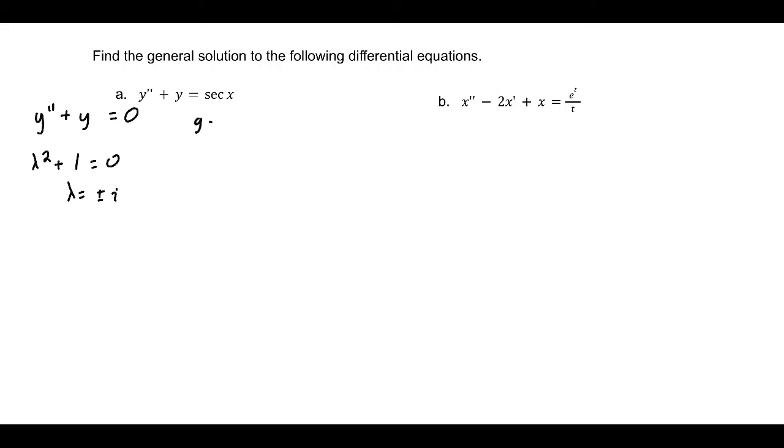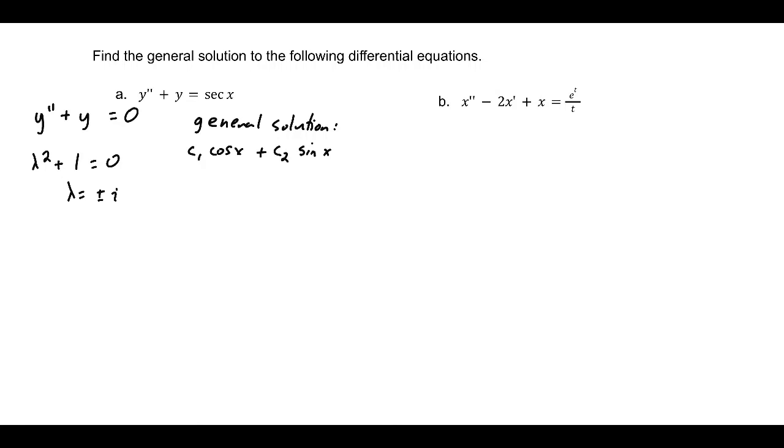Now, this tells us that the general solution is of the form c sub 1 times cosine x plus c sub 2 times sine x.